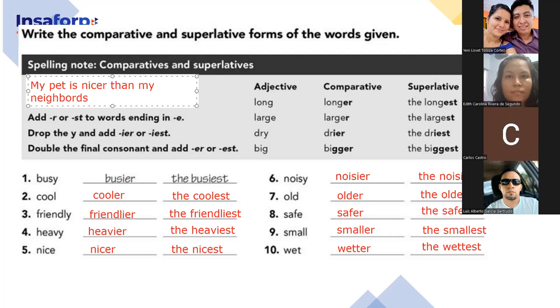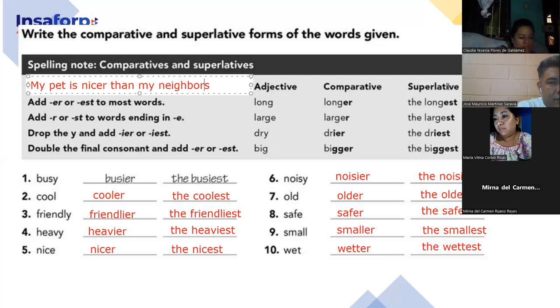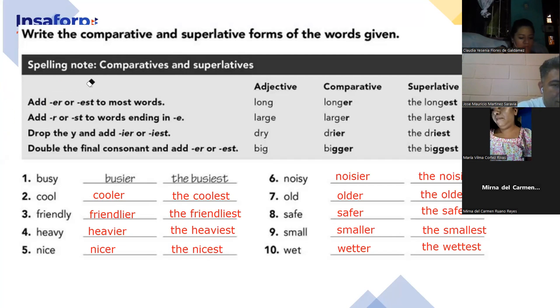Okay. Now make a superlative sentence. Make a superlative. Like this one with nice. My pet is nice. Well, I'm sorry, with this one, with nicest. The nicest. Siempre is the nicest. Exactly. My pet is the nicest.